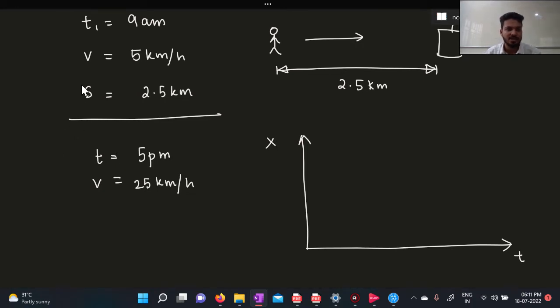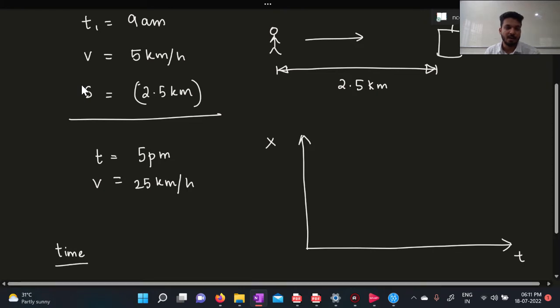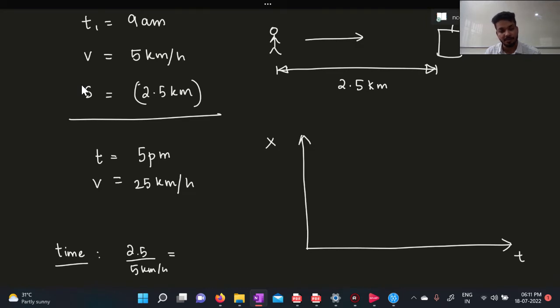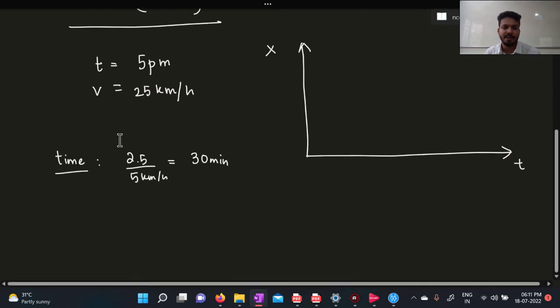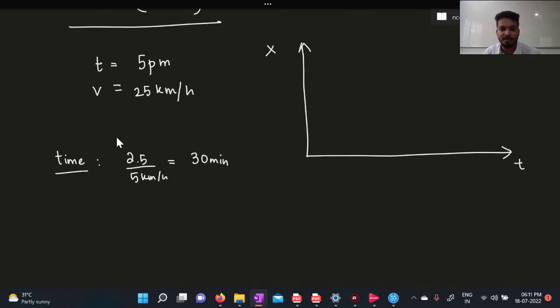You know, there is no acceleration here. So if she travels at 5 kilometers per hour and the office is located 2.5 kilometers away, then the time taken for her to reach the office would be 2.5 kilometers divided by 5 kilometers per hour. That would be half an hour, so 30 minutes it will take for her to reach her office. And why am I finding the time? Because on the x-axis I have to plot the time.